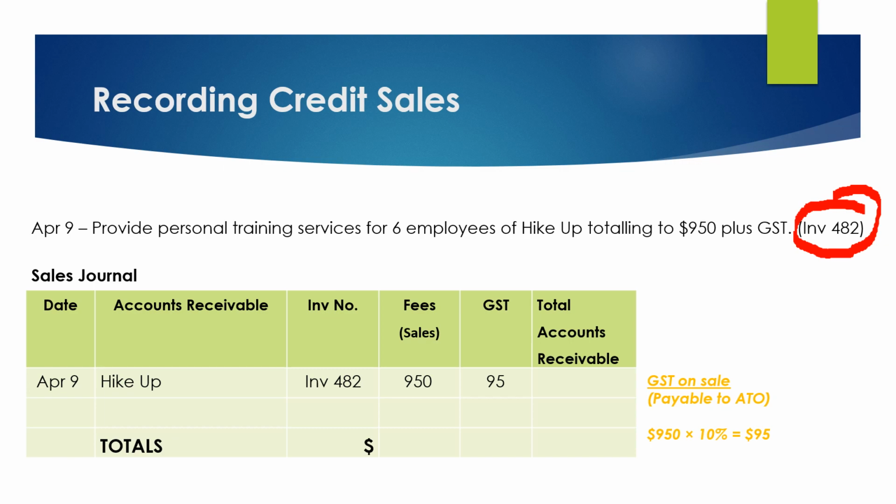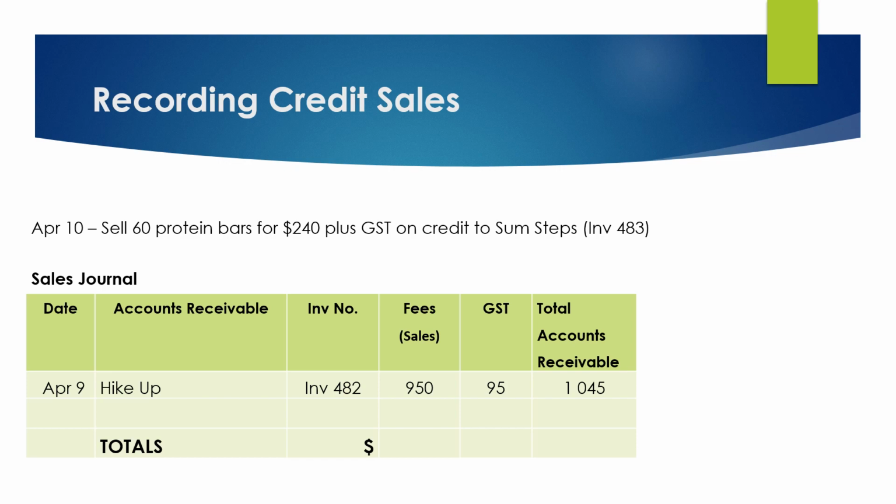In the total accounts receivable column, we record the total amount charged to the customer, including GST. Therefore, the total amount of $1,045 is receivable from HiCup. Now we're going to look at another transaction, and this time we are selling 60 protein bars for $240 plus GST on credit to Some Steps.